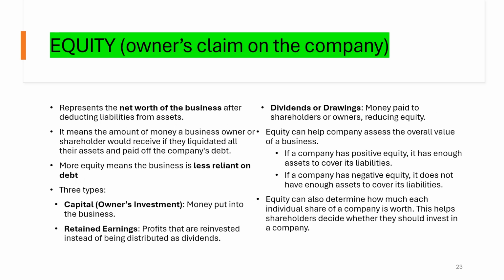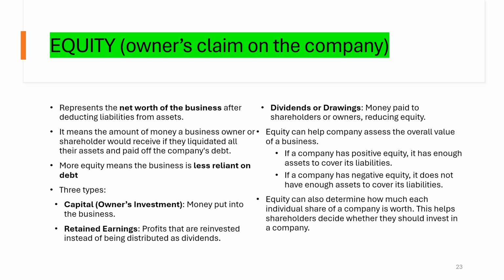The third component of the accounting equation is owner's equity, also known as the owner's claim on the company. This represents the net worth of the business after deducting liabilities from assets, which follows the accounting equation principle. It means the amount of money a business owner or shareholder would receive if they liquidated all their assets and paid off the company's debt. More equity means the business is less reliant on debt.